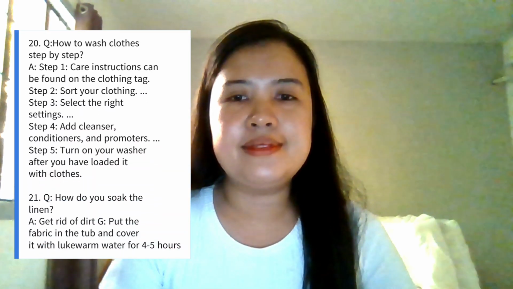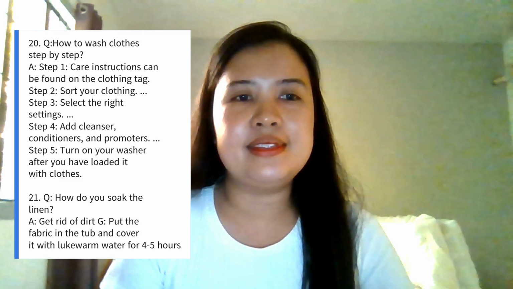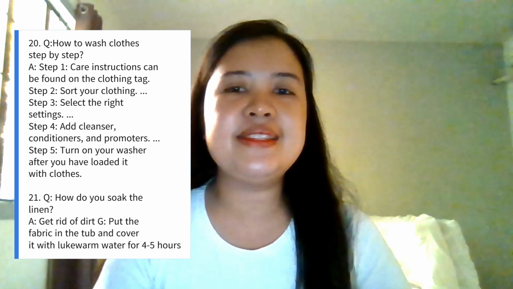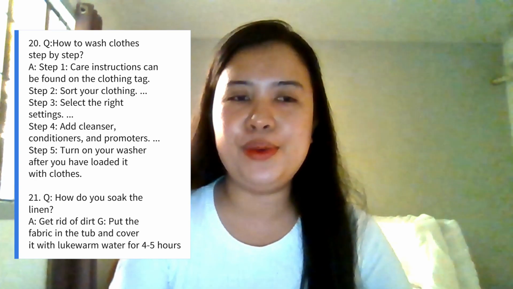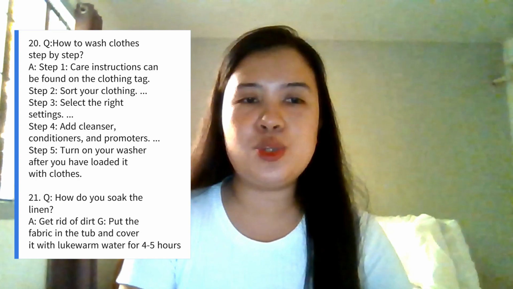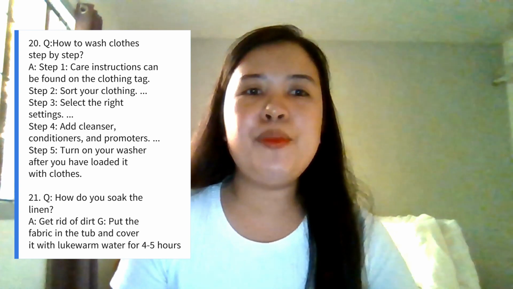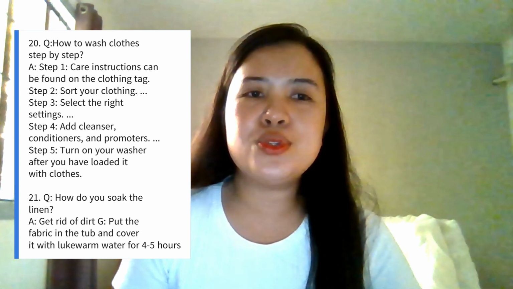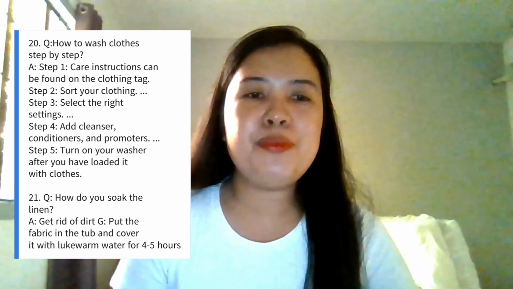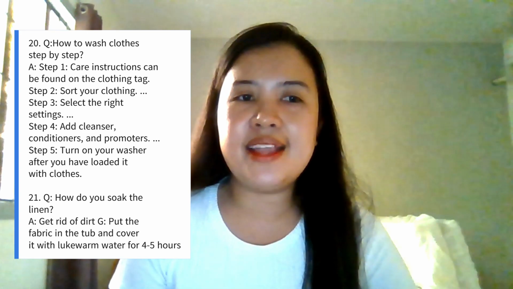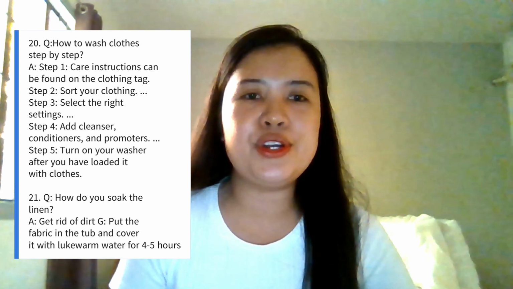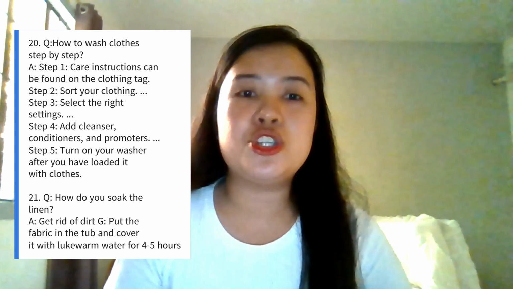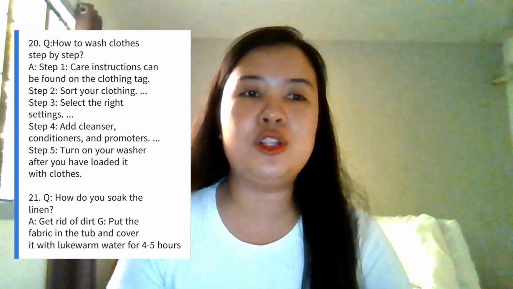So number 20. What is the step-by-step process in washing clothes? So you can answer this question like, step 1 is care instructions can be found on the clothing tag. So step 2, sort your clothing. Step 3, select the right settings. Step 4, add cleanser, conditioners, and promoters. Step 5, turn on your washer after you have loaded it with clothes.